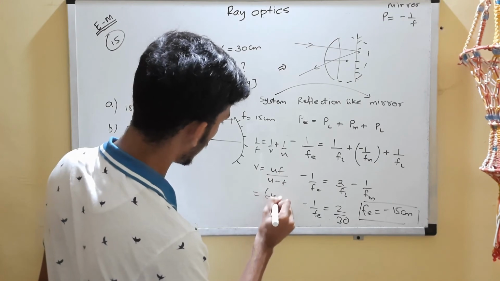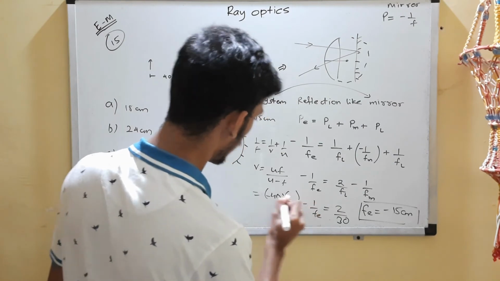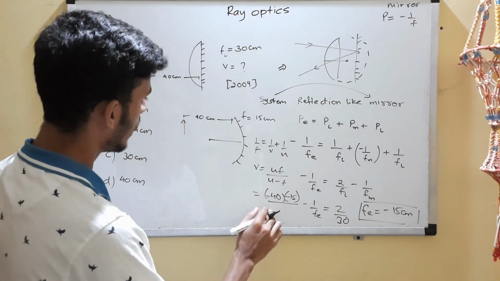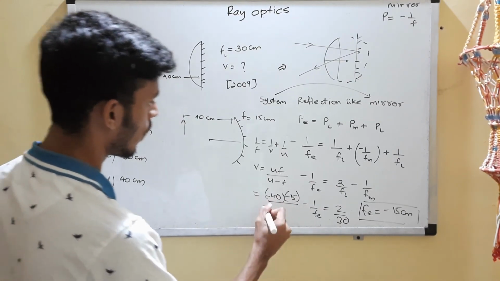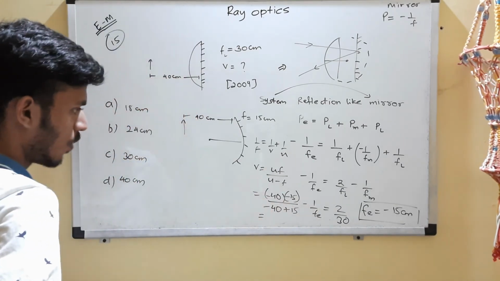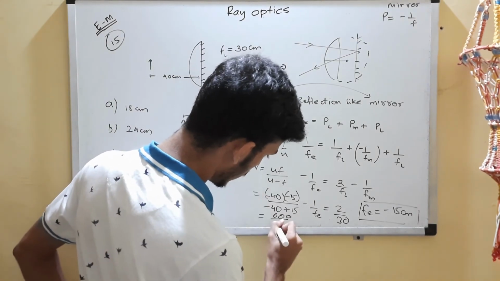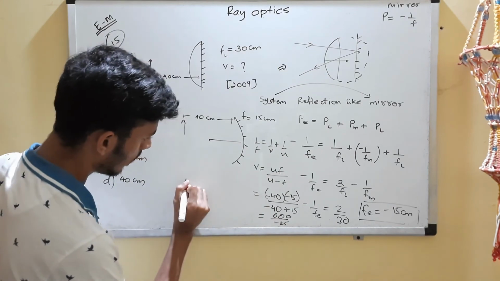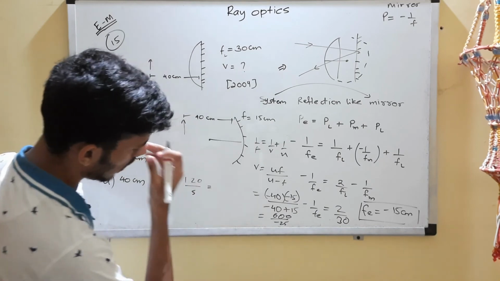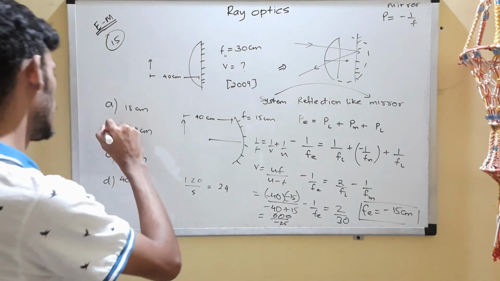Object distance minus 40, opposite to the direction of the incident ray, and focal length minus 15, concave mirror. Then you have minus 15 minus 40 minus 15, that is plus 15. So 40 into 15, that is 600, divided by minus 25, so that will be 120 divided by 5, which is 24. So option B, 24, is the correct choice over here.